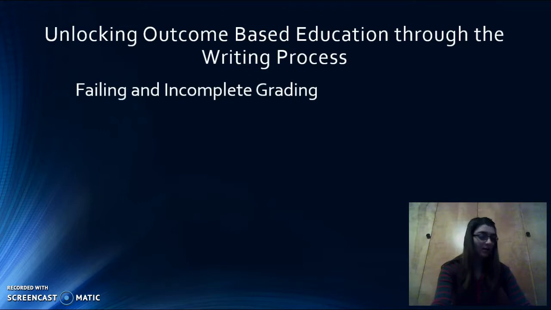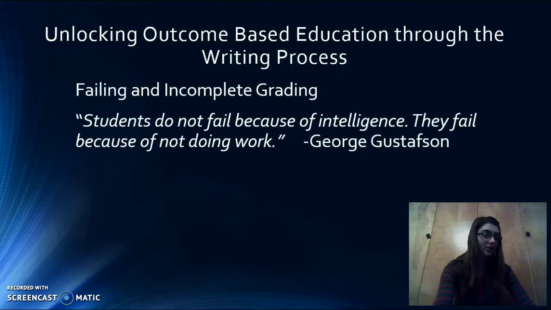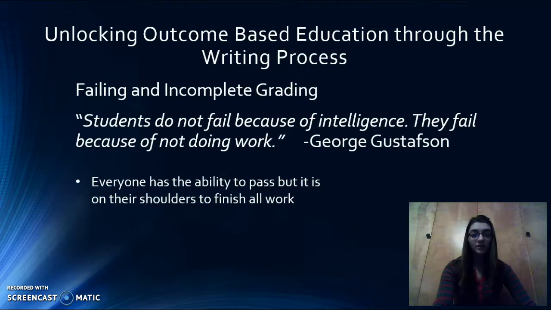So what about failing and incomplete grades? "Students do not fail because of intelligence, they fail because of not doing the work." This was written by George Gustafson. The author of this paper uses this quote as a basis when taking into account final grades of passing and failing. Students who did not turn in all the assignments received an incomplete. They then had 2 weeks to finish every missed assignment for a reduction in grading. If they failed to do so, they received a final failing grade. The responsibility was then put on the student to finish all of the work and inquire after any assignments that still needed completion.